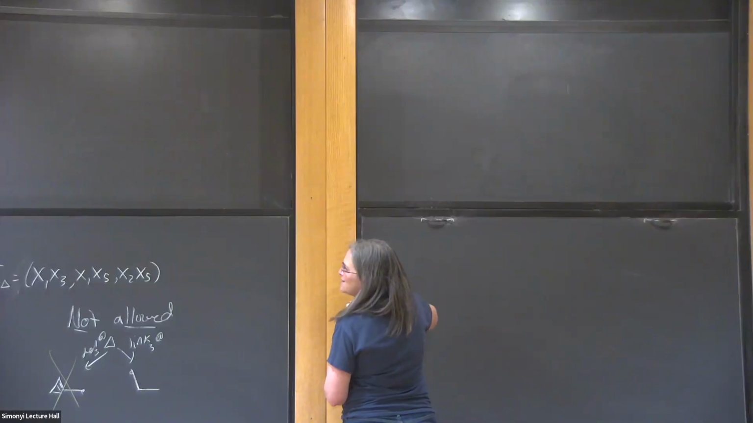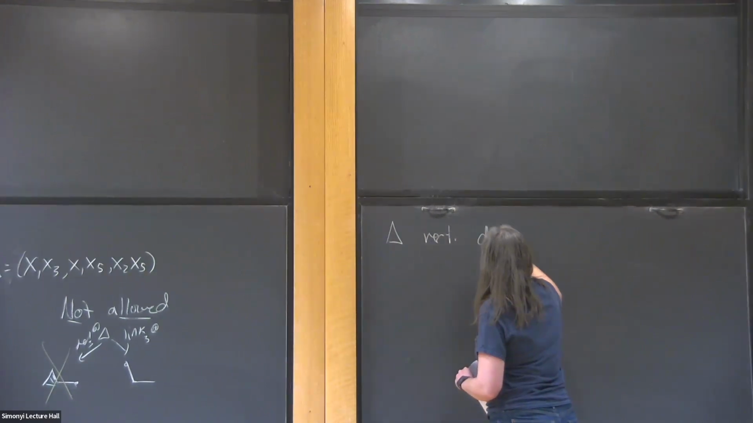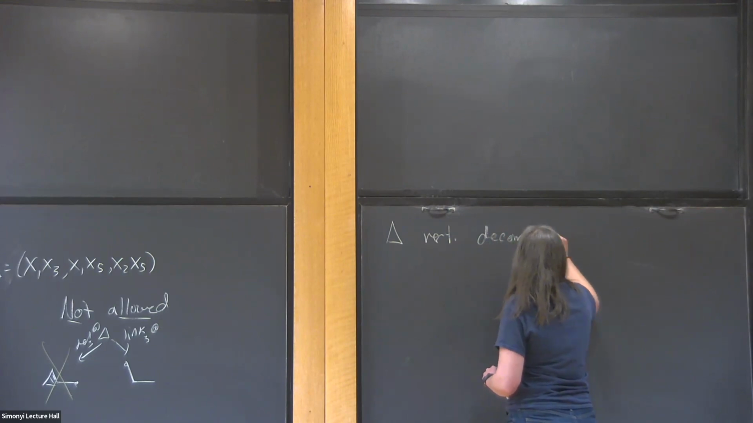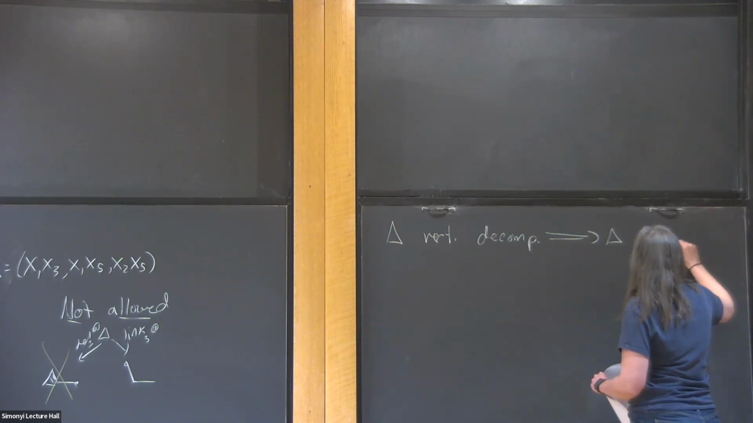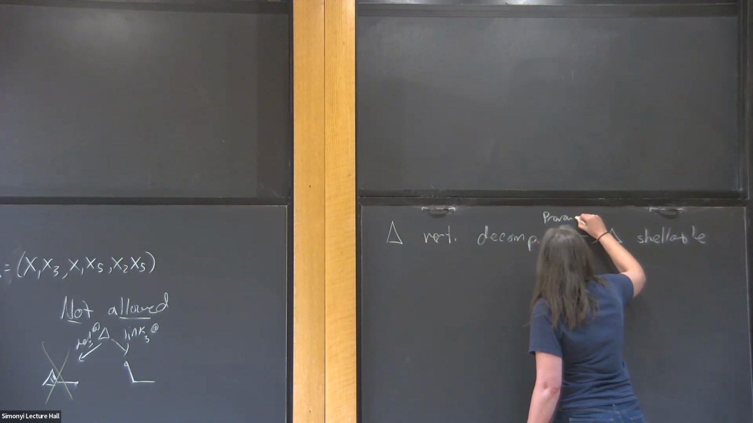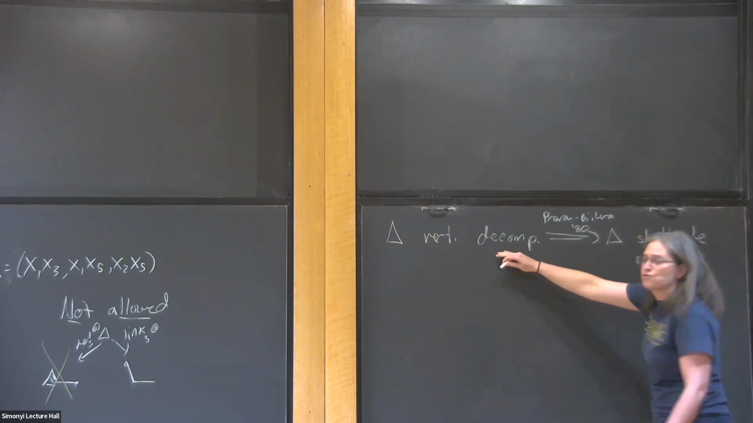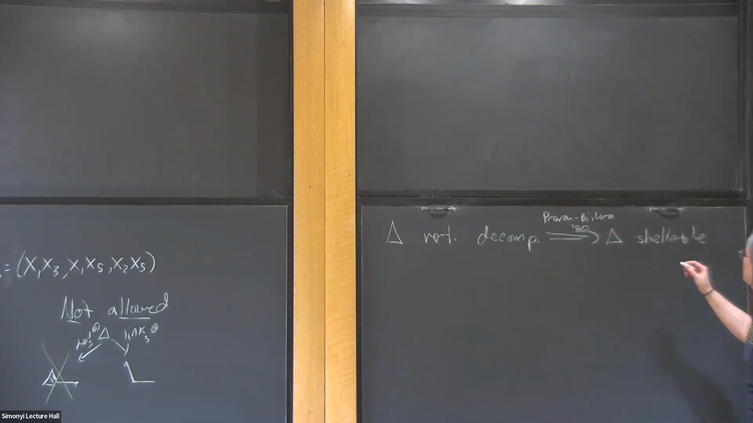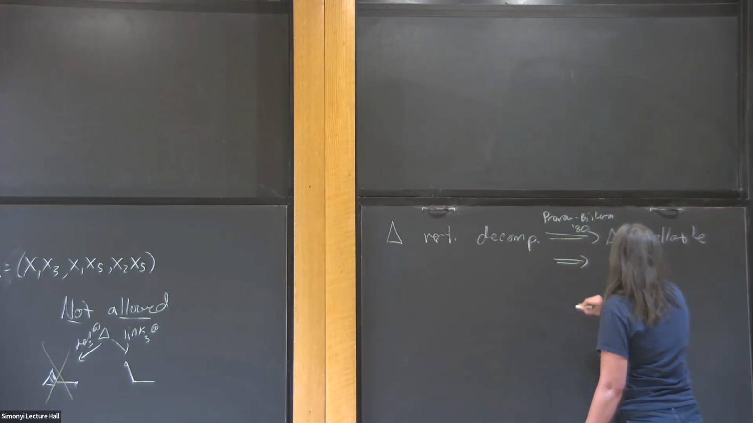So why do we care about vertex decomposition? Well, delta vertex decomposable implies that delta is shellable. This was proved by Provan and Billera in 1980 when they introduced vertex decomposability. And delta shellable implies delta Cohen Macaulay.